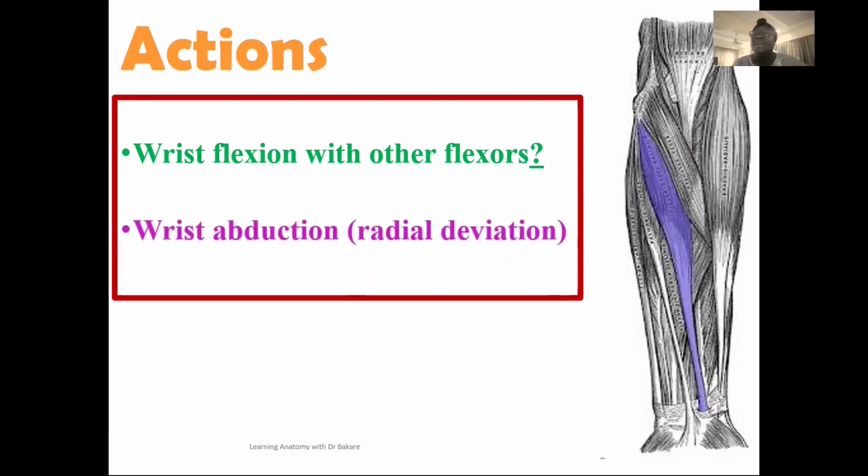Then the other action that it exerts is wrist abduction. If you put the upper limb in its correct anatomical position and you deviate laterally the hand, this is called wrist abduction. So it is this muscle that helps to exert this function. This can also be referred to as radial deviation. Don't forget that the radius is located on the lateral side. So if you deviate towards the radius, this can also be referred to as radial deviation.